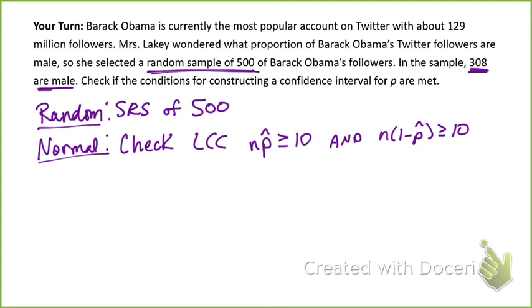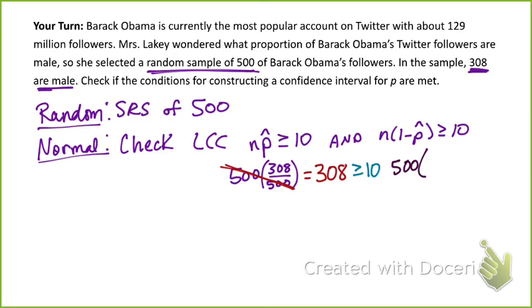All right. N, that's our sample size, 500. P hat, this is the proportion of males in the sample. That was 308 out of 500. What is 500 times 308 over 500? Cool math trick. It's 308. I know, right? This is greater or equal to 10. All right, cool. Next one, 500 times.